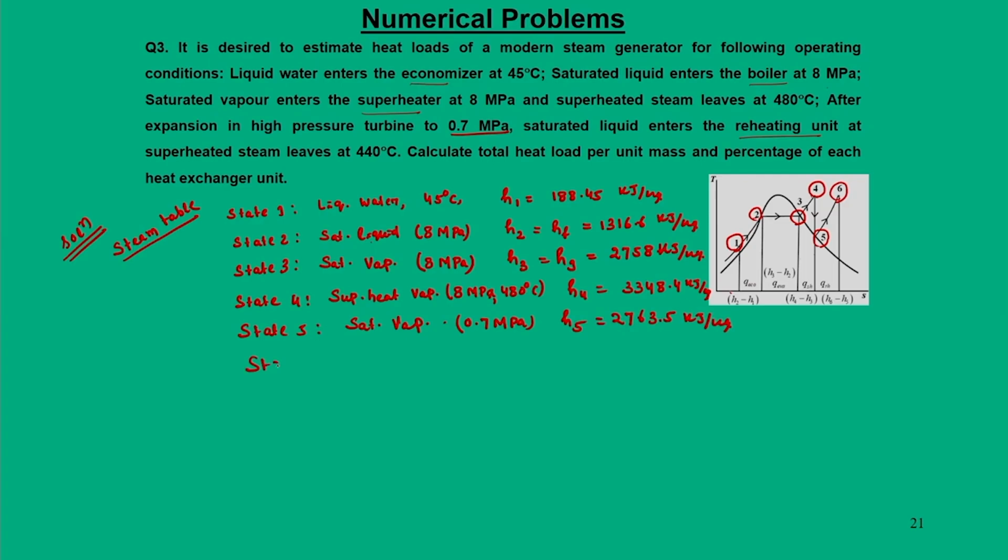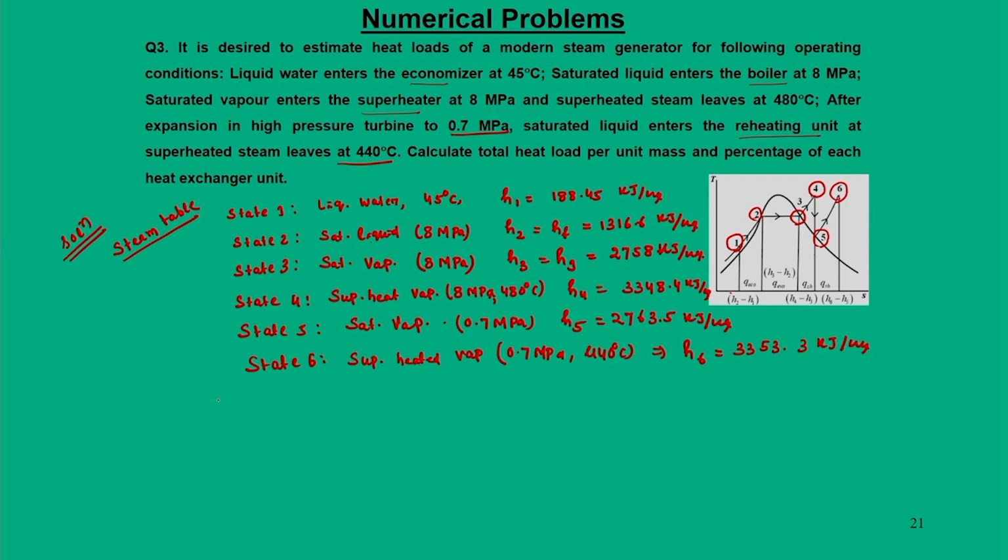So, state 6, reheater. So, reheater is operating at same pressure, superheated vapor at 0.7 megapascal and 440 degree centigrade. So, this implies H6 is equal to 3353.3 kilojoule per kg. Now, we have all the state point enthalpy values.